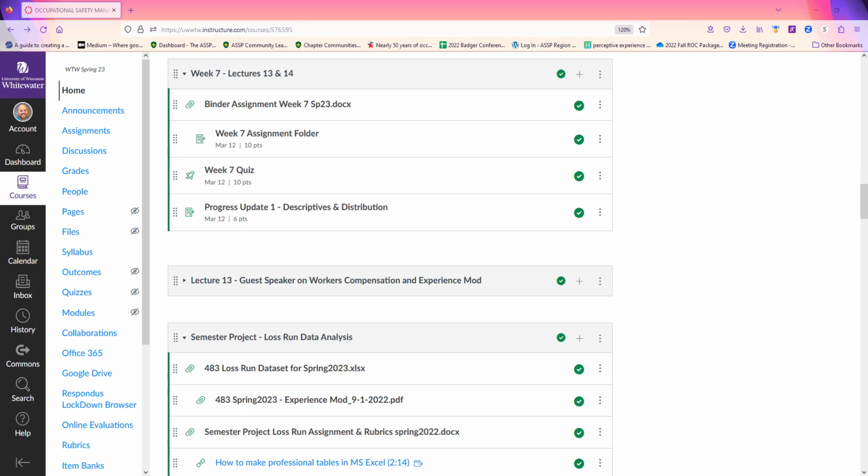Every semester, I get a new loss run data set to have my students practice and learn more about work comp claims, the EMR, premiums, and all that stuff. It's just the best way to do it. It's multifaceted. It lasts a good 6-7 weeks.